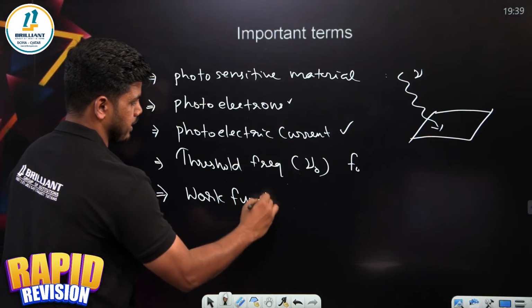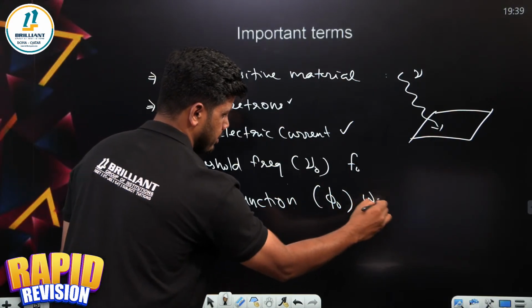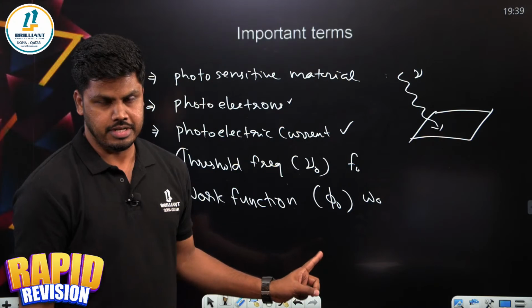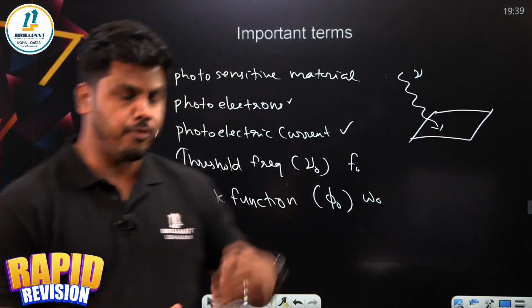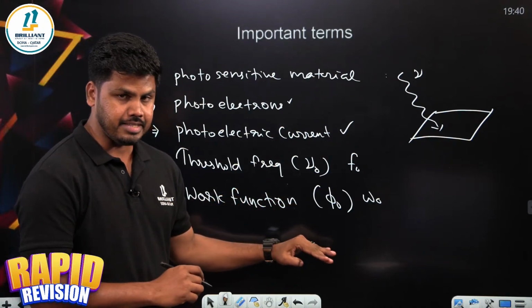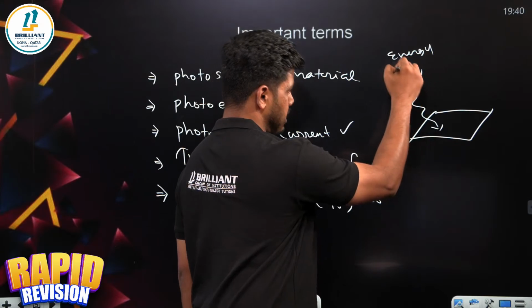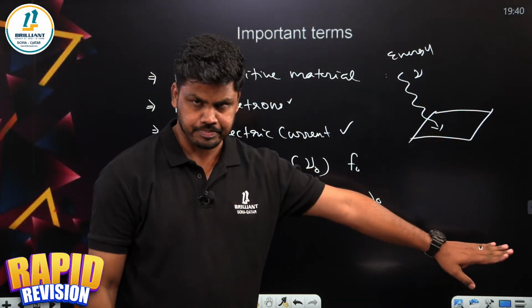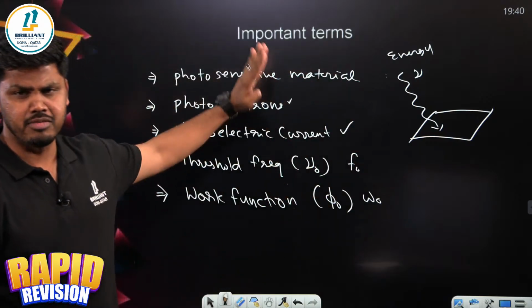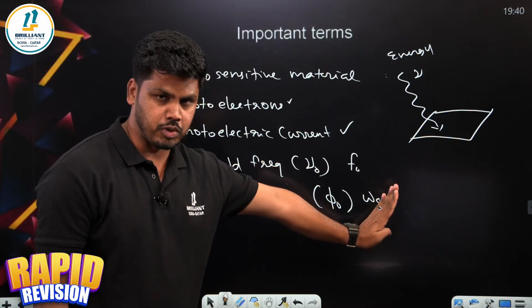Work function of a metal is denoted by phi naught or W naught. That is how we usually represent the work function of a given metal. So the work function of a given metal is the minimum energy of the incoming radiation to emit electrons from the metal surface. These are some important terms that we have to remember when we start explaining photoelectric emission.